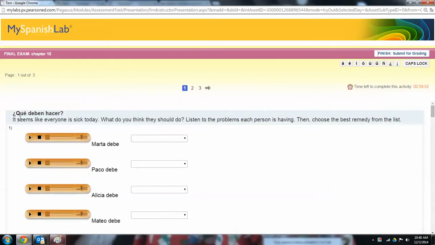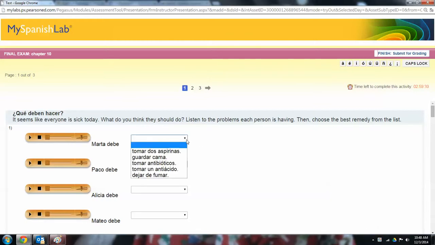So anyway, the first part is "¿Qué deben hacer?" It seems like everyone is sick today. What do you think they should do? Listen to the problems each person is having, then choose the best remedy from the list. So here's your list, and this list is the same throughout. So you're just going to listen to what they say. "Marta no se siente bien."